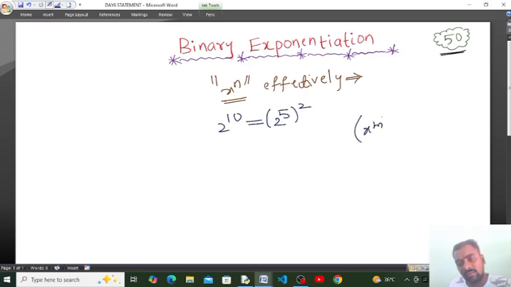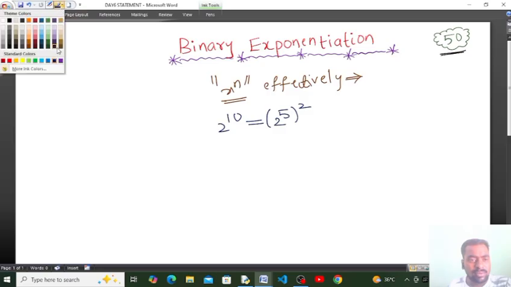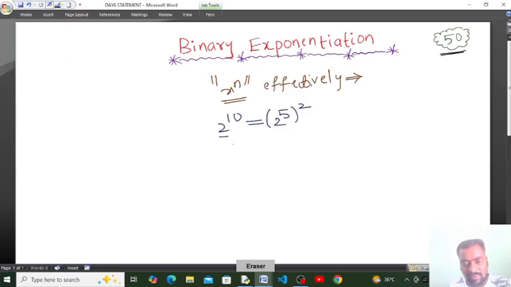X to the power of m to the power of n is nothing but x to the power of m into n. So this mathematics you know already, right? So here, to calculate 2 power of 10, if you know 2 power of 5, then that result you have to square. Then you can directly get 2 power of 10 value. Yes or no? Right? Good.